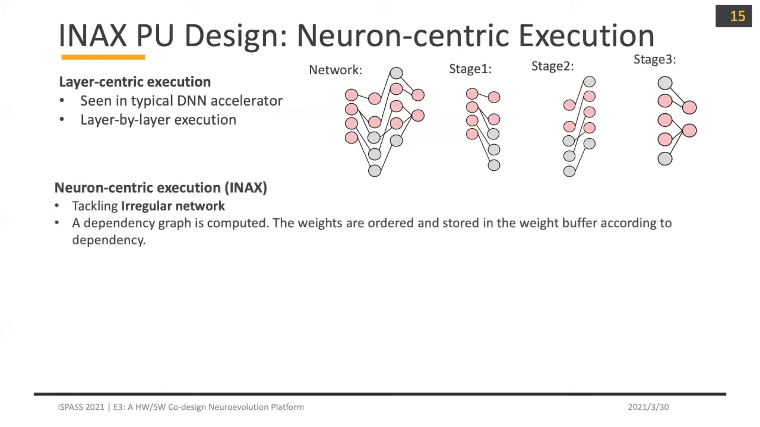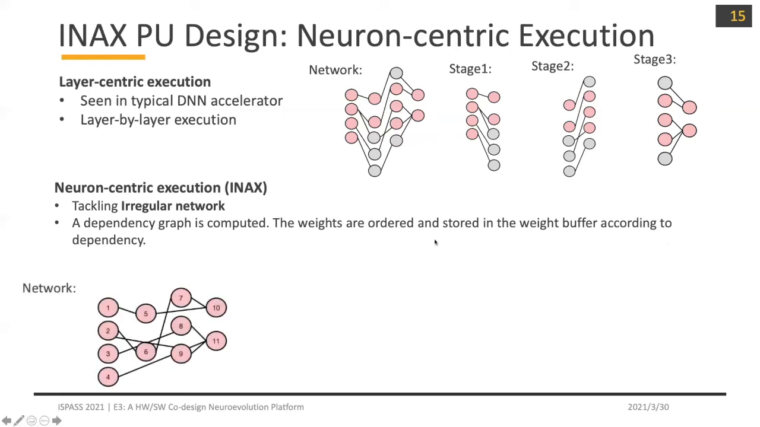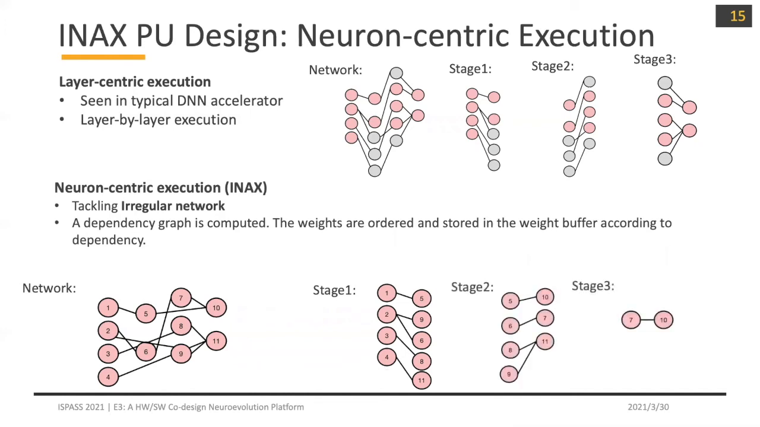And our case is neuron-centric execution. It's specialized for irregular networks. To do this, a dependency graph is computed. The weights are ordered and stored in the weight buffer according to the dependency. So you have a neural network like this, and at each stage, you just put the nodes that have no dependency, like these nodes 1, 2, 3, 4, and then the stages go on.